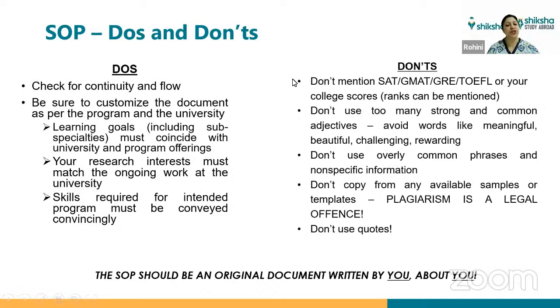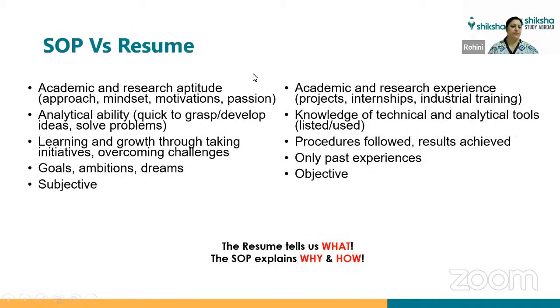The SOP should be an original document written by you and about you. So therefore, always stick to specific information about yourself. Let's look at some factors where we compare the SOP with the resume. The SOP is focused on academic and research aptitude, where you talk about your approach, your mindset, your motivations and passions. Talk about analytical ability, how you are quick to grasp concepts, quick to develop ideas, how you are a problem solver, how you are a leader, etc.